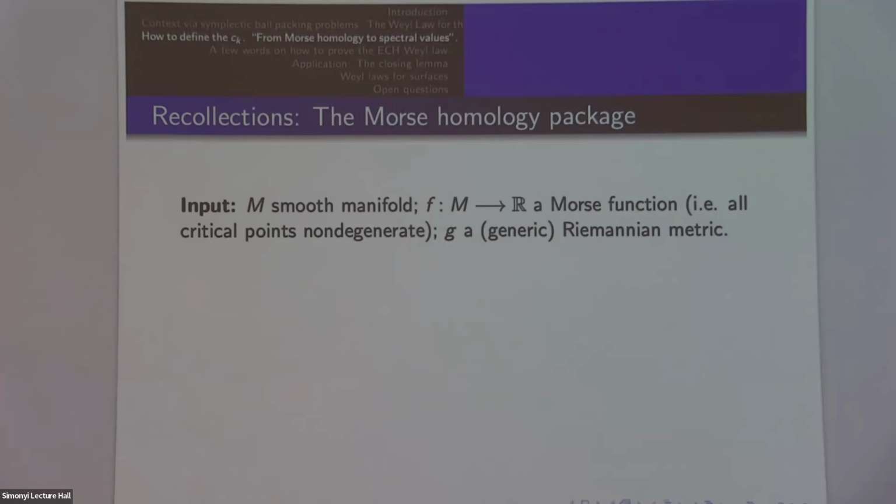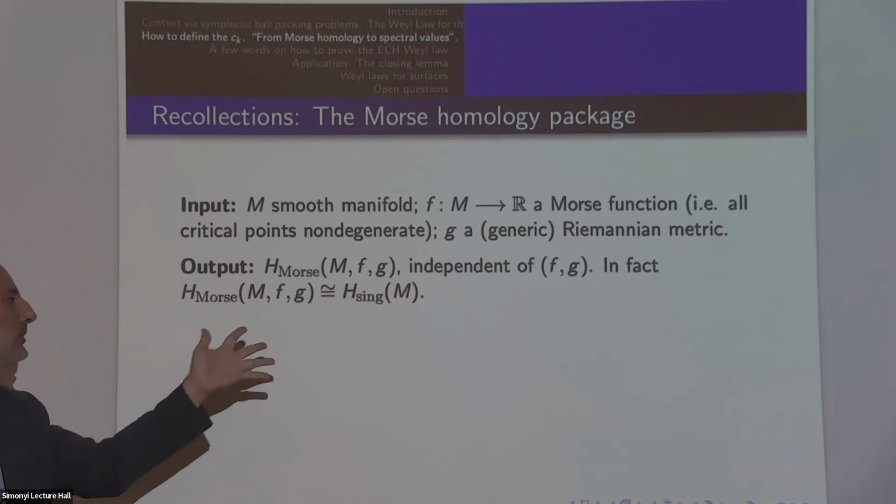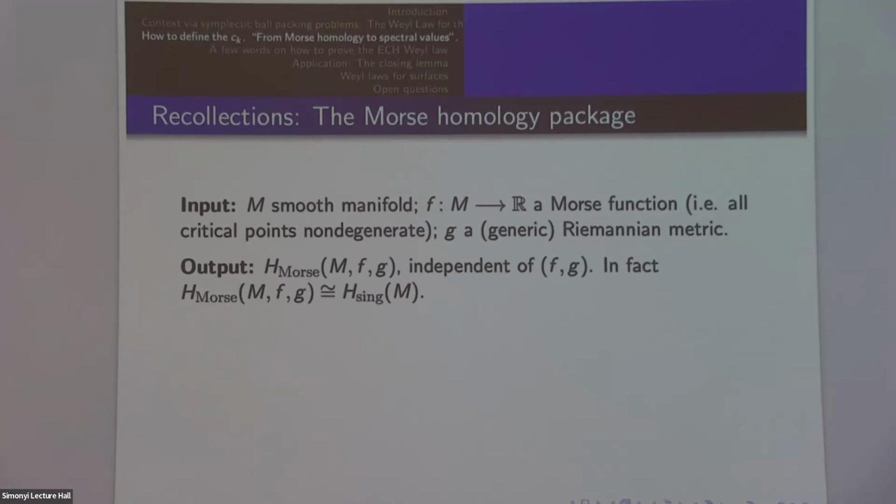Okay, so how does Morse homology work? Well, I still start with a smooth manifold. I still start with some kind of energy function, but I want to say that it's Morse. That means its critical points are non-degenerate, i.e. the Hessian is non-degenerate there, and I want to take a generic Riemannian metric. So that's my input, and my output is a vector space that's independent of the choice of my function and my metric, and in fact, it actually computes the singular homology of the manifold.